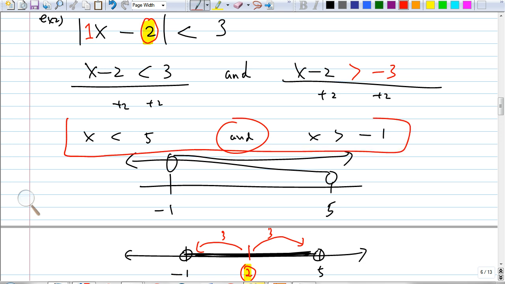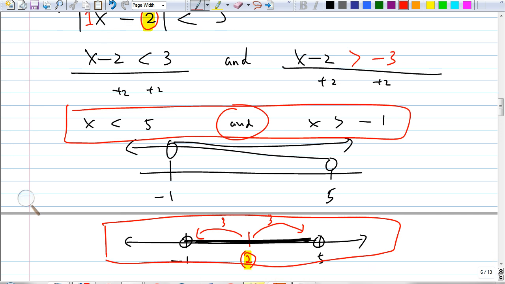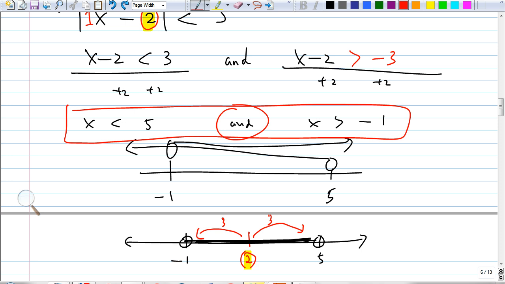Either you could write it this way, where the x is by itself with the inequality, if that's what they want you to do, or they could ask you to graph it. You wait. Okay, we'll get there.